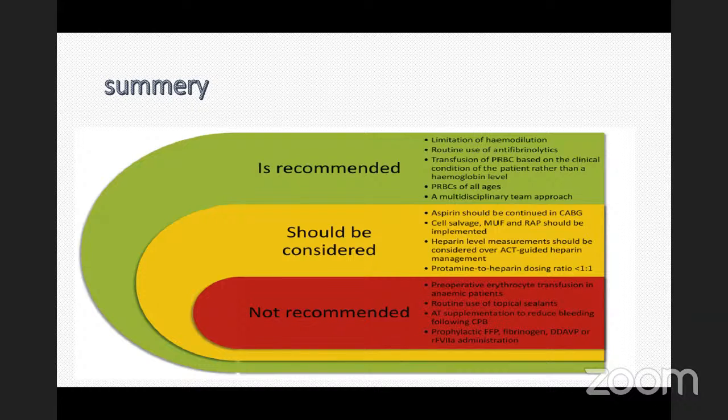Heparin level measurement should be considered for active clotting time guided heparin management, with a protamine to heparin dosing ratio less than 1/1. What is not recommended at all: pre-operative erythrocyte transfusion in anemic patients, routine use of antithrombin supplementation to reduce bleeding following cardiopulmonary bypass, and prophylactic FFP, fibrinogen, desmopressin, or recombinant factor 7. These are not recommended at all.